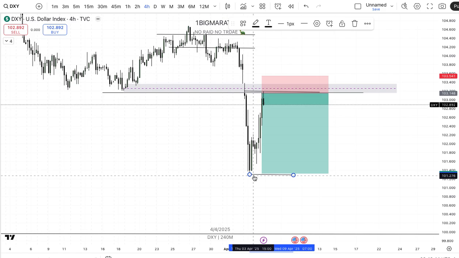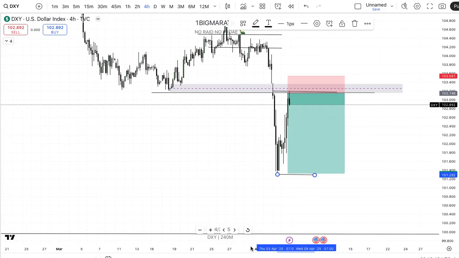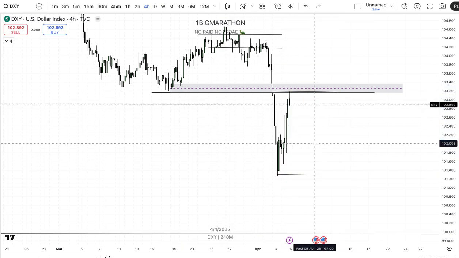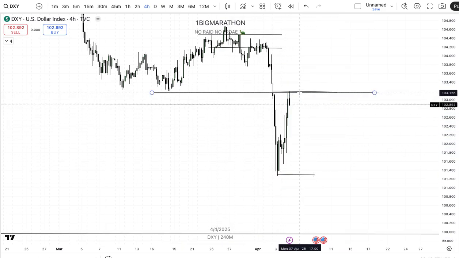So let's see how this chart is going to play out throughout the week of next week, right? Let's wait and see how this will play out.